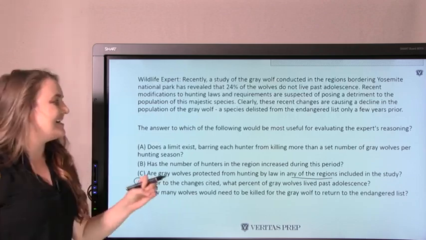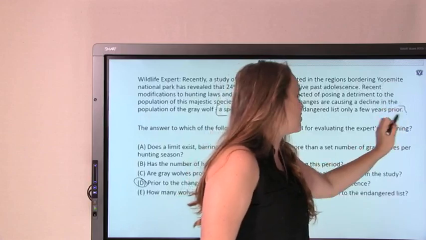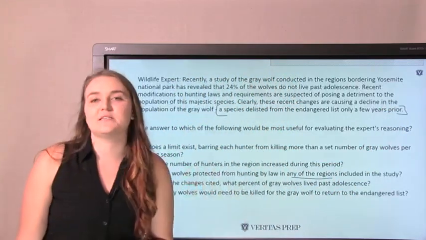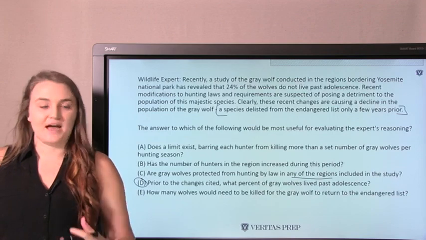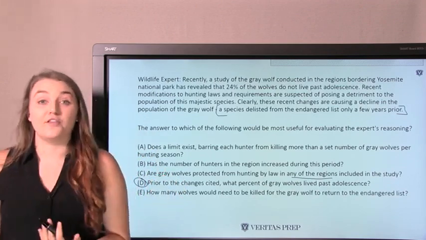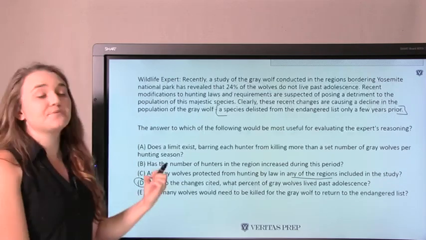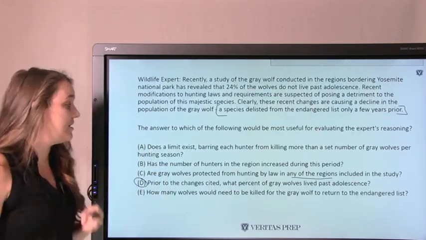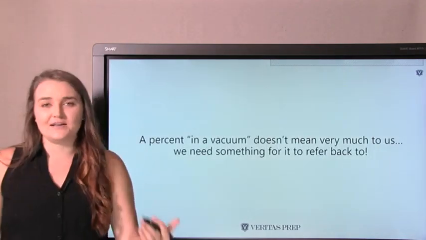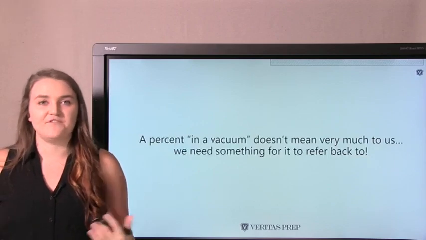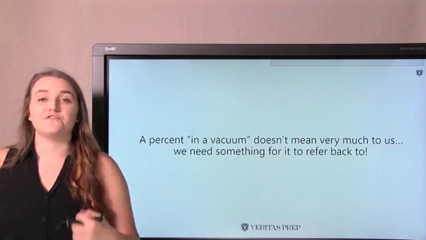Pretty out of scope, doesn't address what we're looking to, and it's here to kind of distract us with this additional context or premise that we have at the close of our argument, but doesn't directly impact the use of the data we have to draw the conclusions we're drawing. So we need to make sure along the way, whether it's something that jumps right out at you in your analysis of the argument, or whether it takes a little digging to get there, that a percent, right, this piece of data in a vacuum isn't particularly meaningful to us. We need something for it to refer back to.